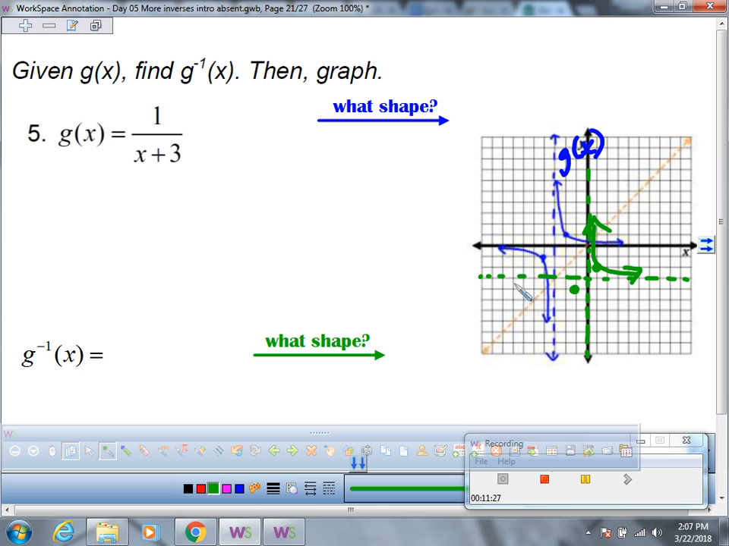If you're not comfortable doing that, then just wait and do the problem and then graph it. Alright, so in order to, this one is in this form. Y equals, there's a 1 out in front. Remember how to graph these?